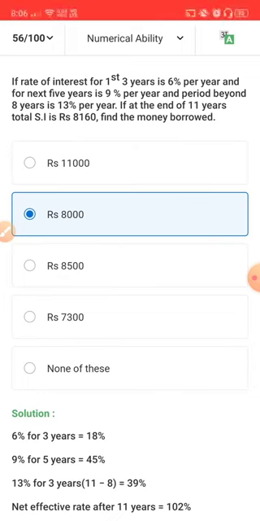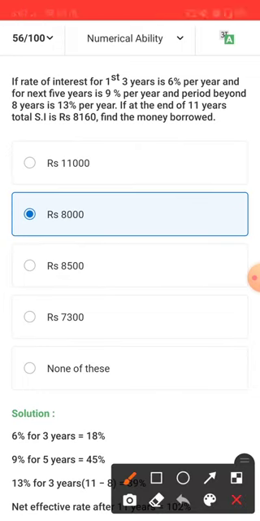The next one: the rate of interest for the first 3 years. In this type of problem, when we look at this factor, the rate of interest for the first 3 years is 6%. So we just multiply that value: 3 into 6, that is 18. For the next 5 years it is 9%, that is 5 into 9, 45.